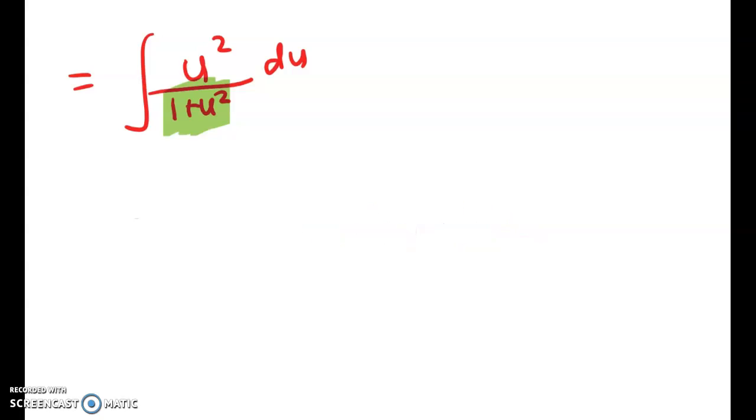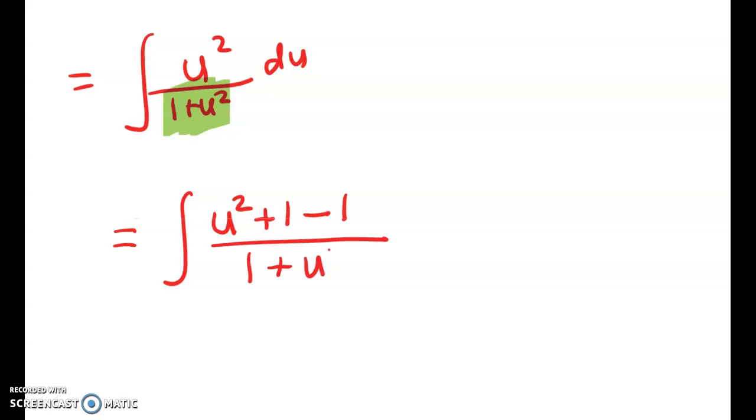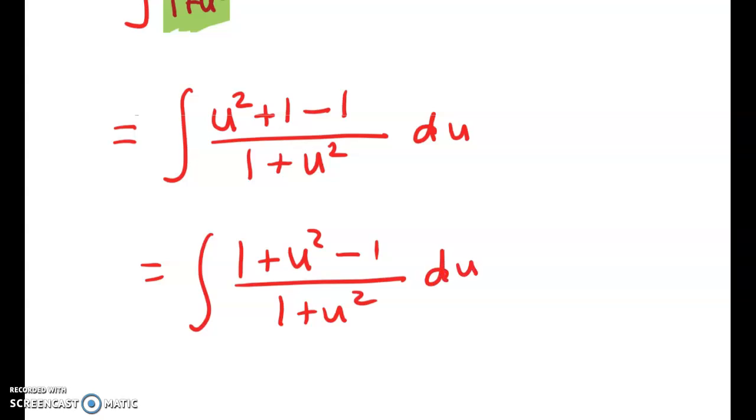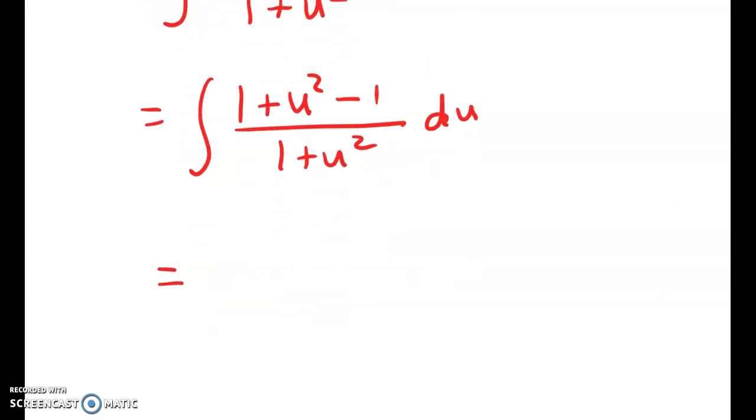So how can I do it? Well, I can add and subtract the same thing. So I'm going to go u squared plus 1 minus 1 over 1 plus u squared du. Let's see if that's going to work. Right, rewriting, I get 1 plus u squared, take away 1, over 1 plus u squared du, and this is starting to look good.